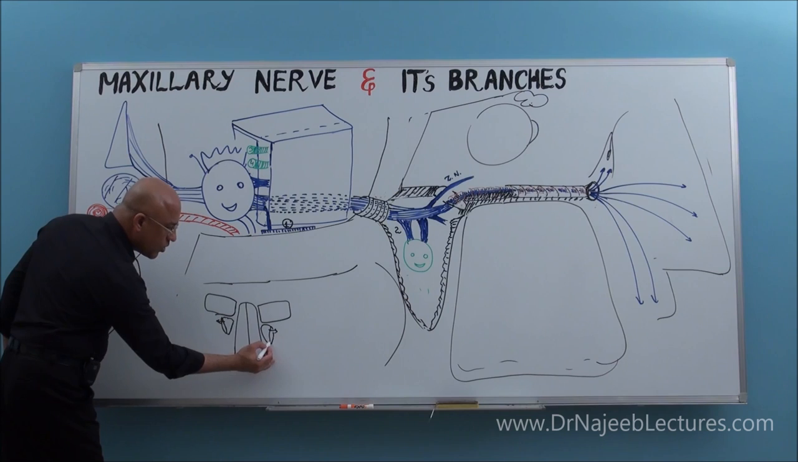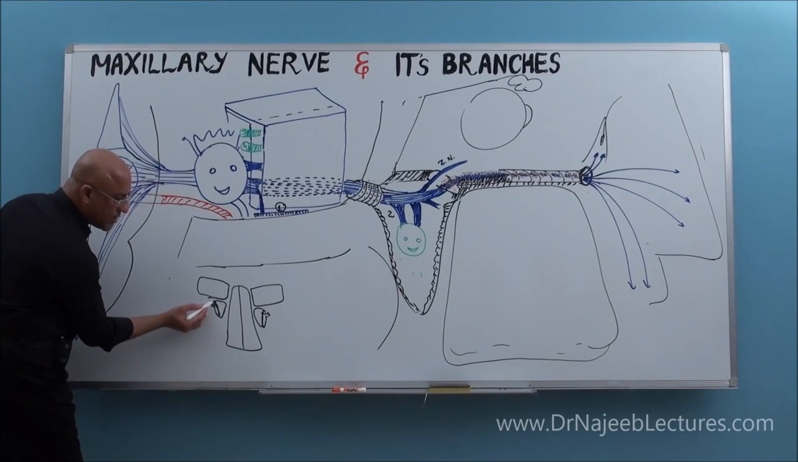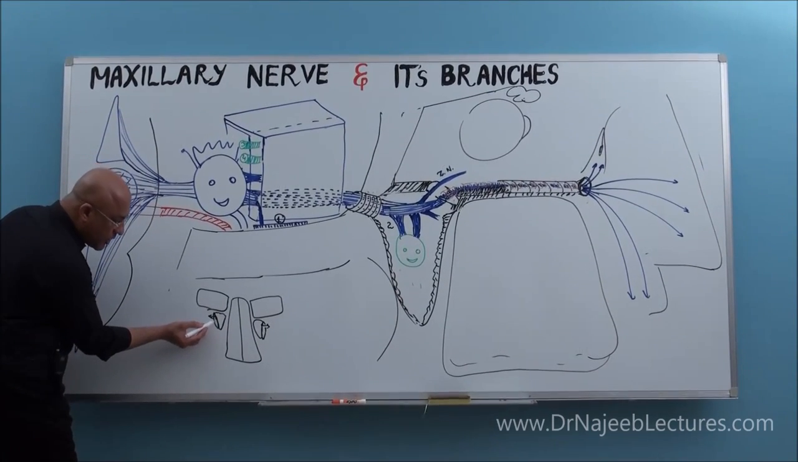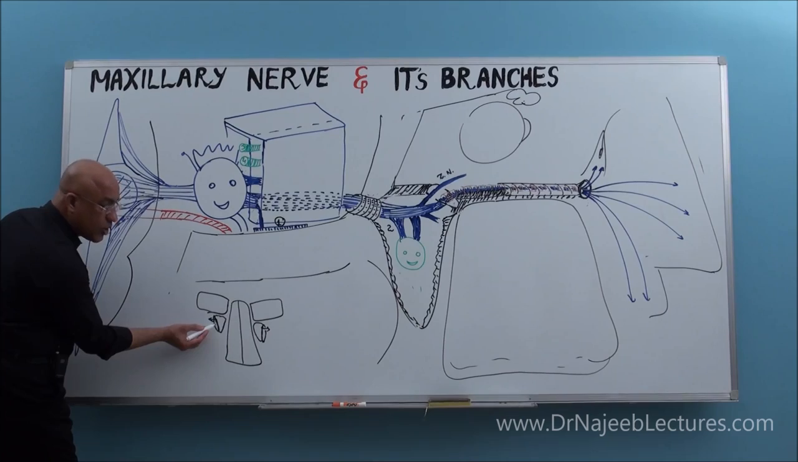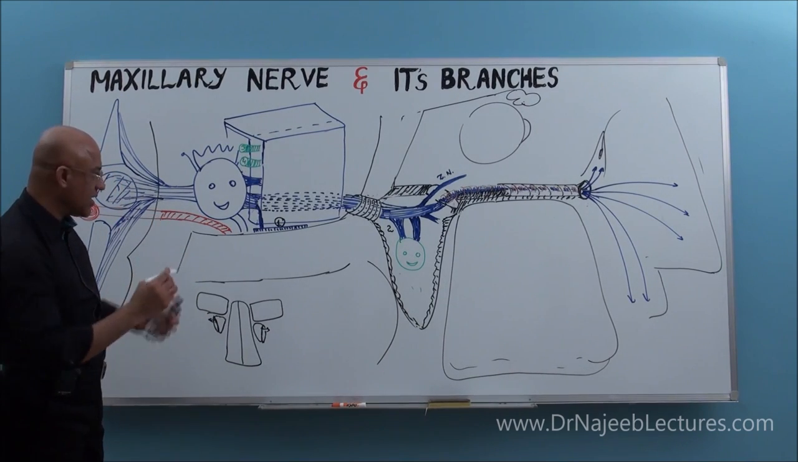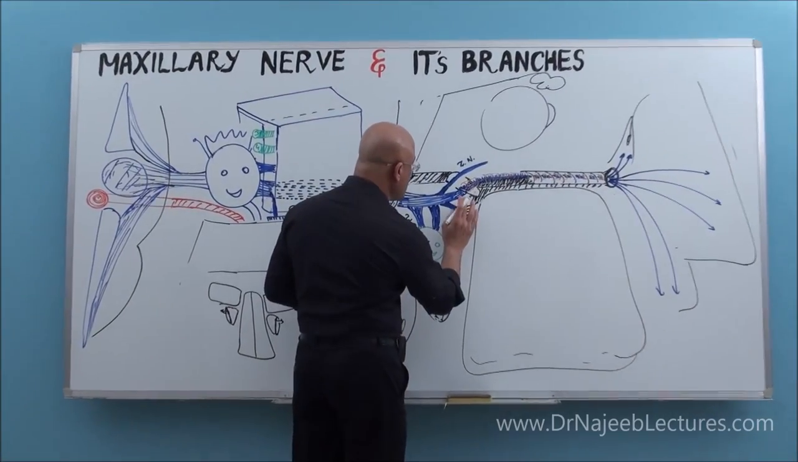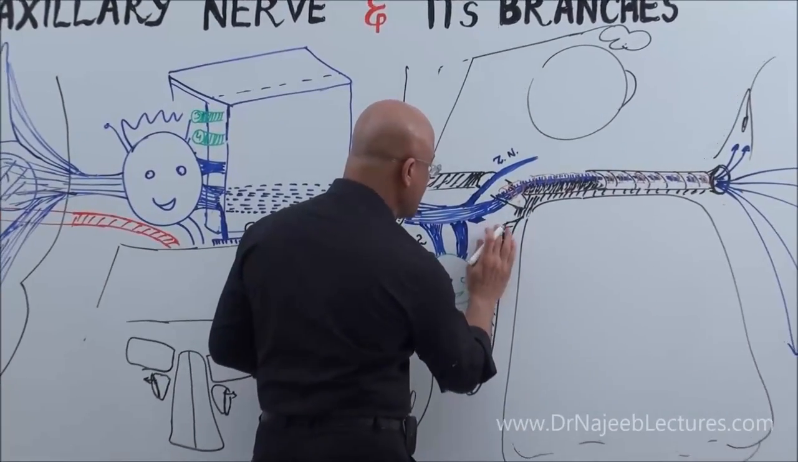Here is an opening. In front there is maxilla, behind there is pterygoid bone. So in front there should be maxilla and behind there should be pterygoid bone. So this fissure is called pterygomaxillary fissure. What is this? Pterygomaxillary fissure. This branch comes out through the pterygomaxillary fissure.